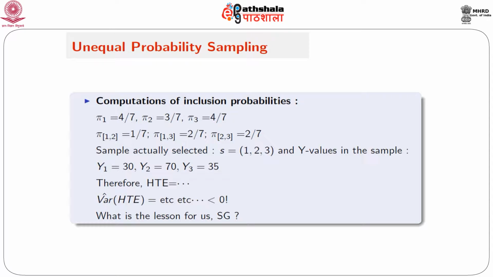Therefore, your Horvitz-Thompson estimator is y1 over pi 1 plus y2 over pi 2, etc. Very easy computation. And you can also work out the estimate of the variance by using the formula that you mentioned, and you find to your own surprise that it is negative. What is the lesson for us, Gupta?